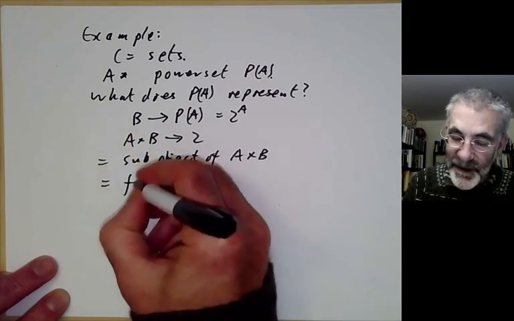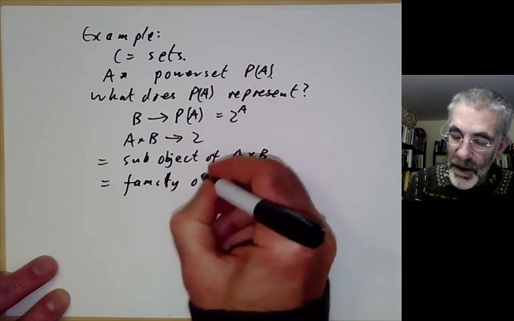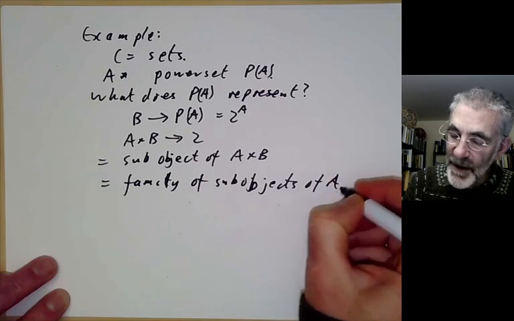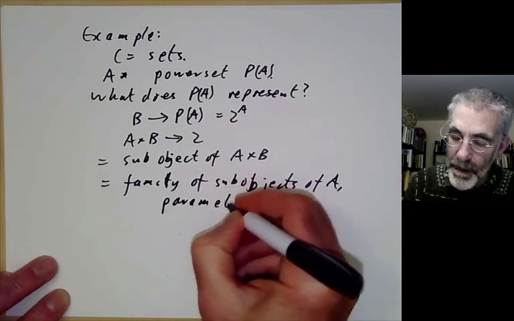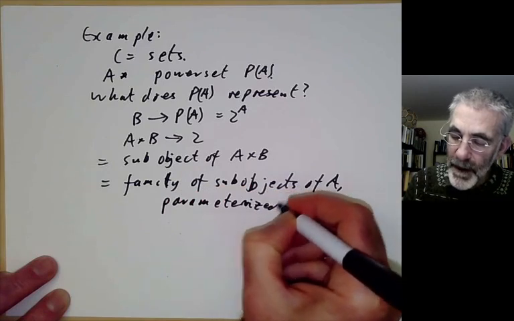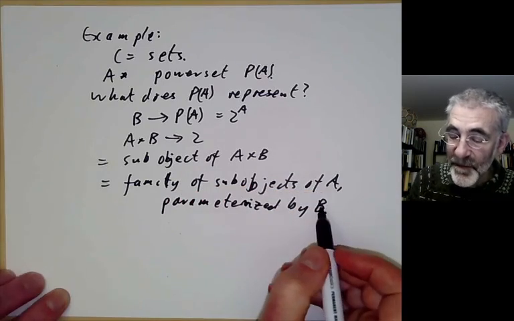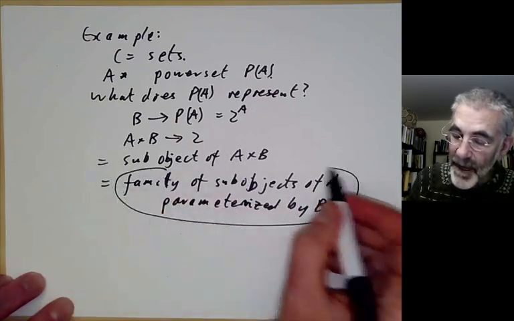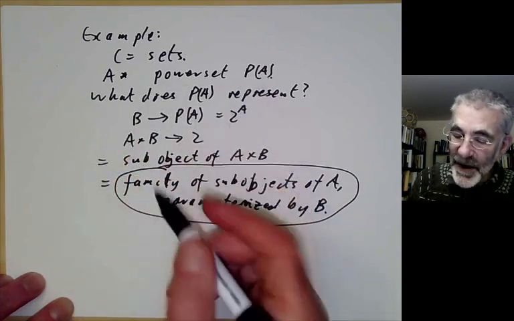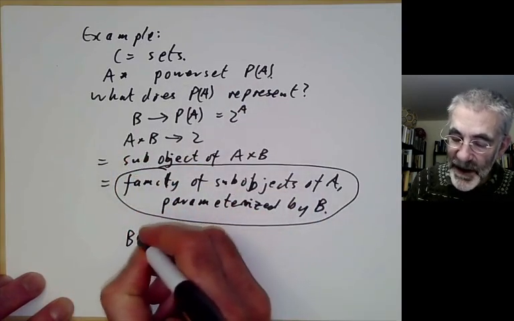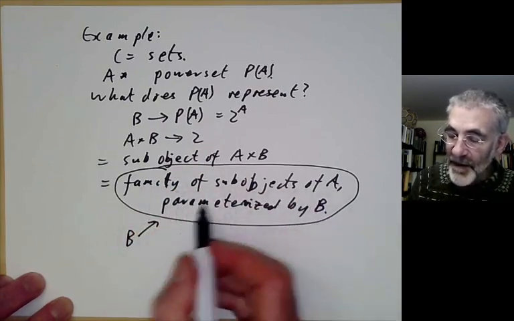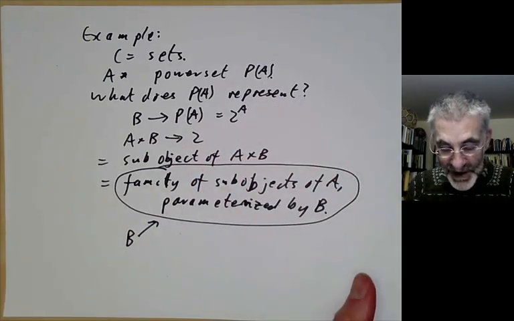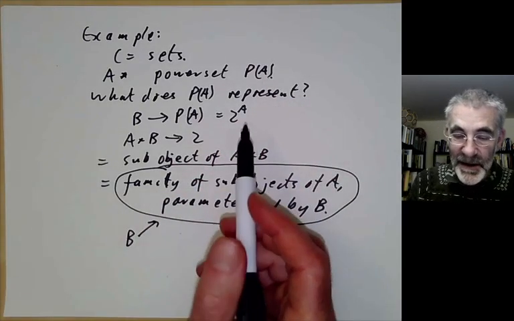And we can think of this as being a family of subobjects of A parameterized by B. In other words, for each element of B, you give a subobject of A. And it is this functor here that is represented by P(A). More precisely, the functor takes B to the set of families of subobjects of A parameterized by B. So that's how to think of the power set as being a representing element.